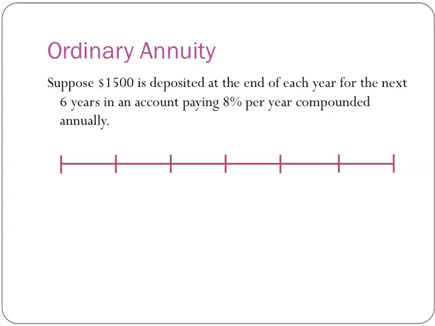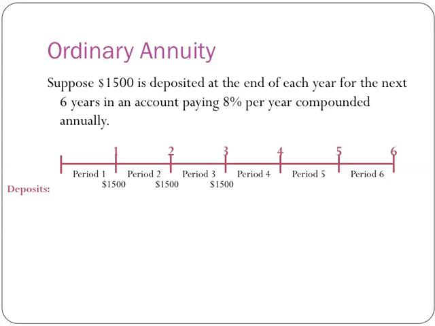So this is going to happen for 6 years. Each of these segments is going to be one period, and the tick marks that I've written up here and labeled at the top mark the end of each year, or each period. In this case, the period is each year. At the end of each year, you deposit $1,500, and that's true at the end of every single year. So you make this payment, $1,500, at the end of each period.